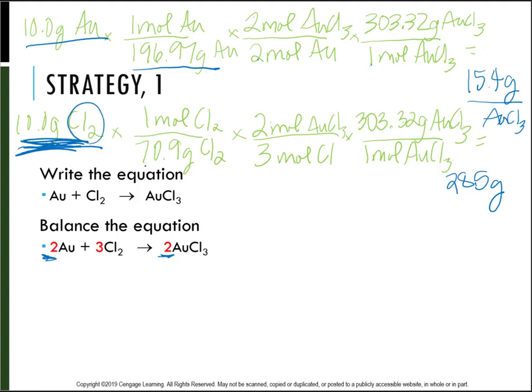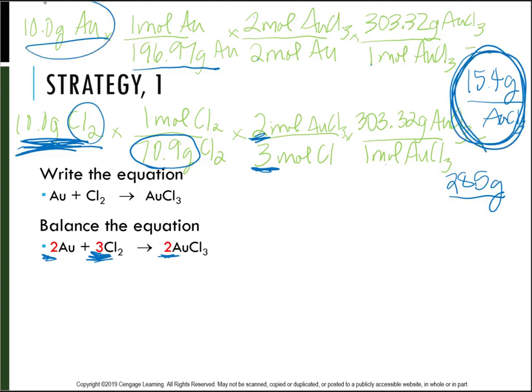Looking at chlorine, start with 10 grams of chlorine. Again, that's Cl2, so 2 chlorines is 70.9 grams in 1 mole of Cl2. It's 3 moles of chlorine to 2 moles of product, and then the same moles to grams of AuCl3. And I got 28.5 grams. So how much is my theoretical yield? Again, it's always my smaller one. So my limiting reactant is our gold.